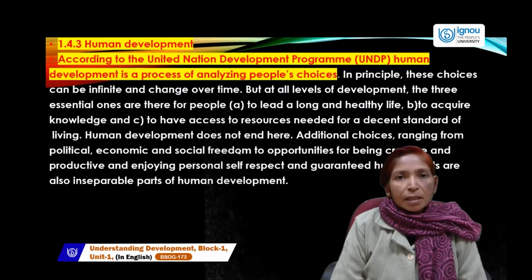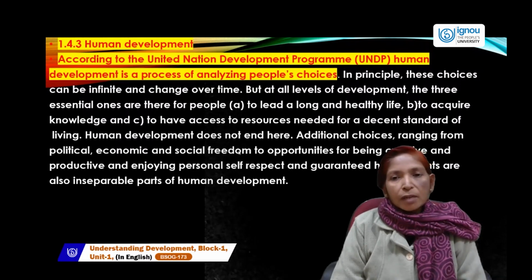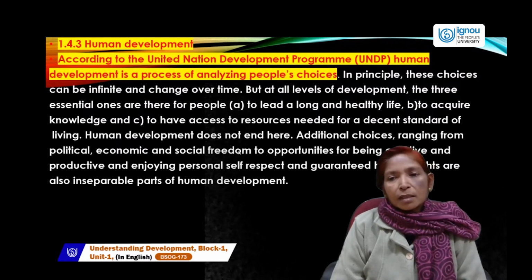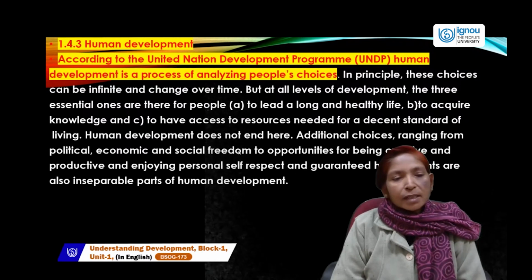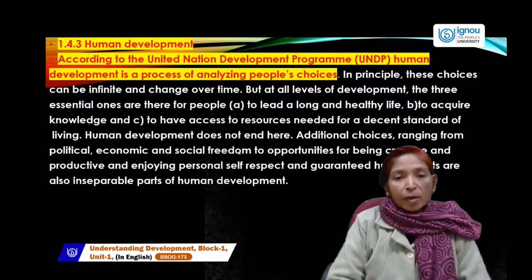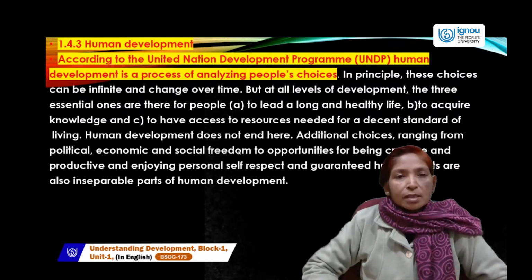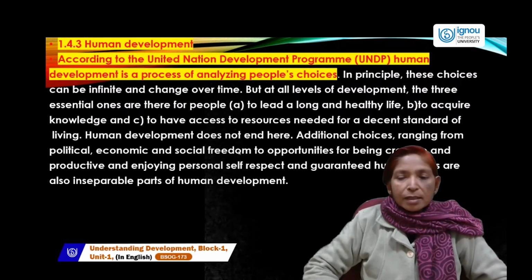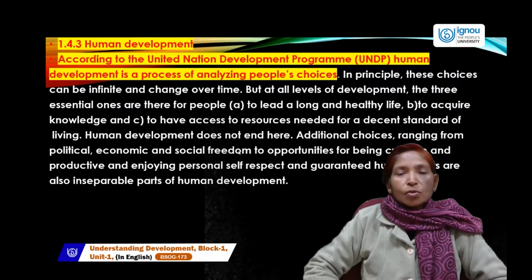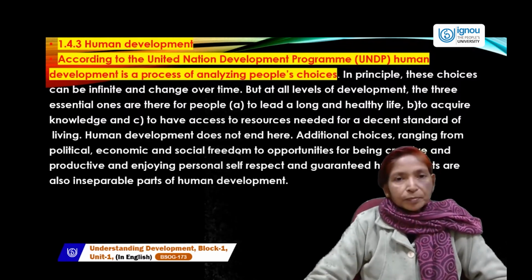The Human Development Index includes three main indicators or components: life expectancy, knowledge and education, and resources needed for a decent standard of living. But this human development does not end here, because this is also a very broad concept in which some political, economic, and social freedom and opportunities are also included.